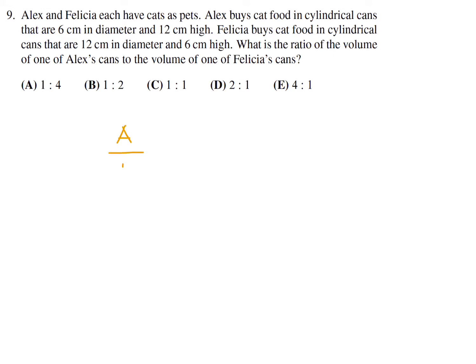All right, so A over F is going to be pi r squared h over pi r squared h, right? That's the volume formula for a cylinder. Okay, for Alex, the pi's cancel, so I don't have to worry about those. Let's just concentrate on the r squared h part. For Alex, it's 6 centimeters in diameter, so that means the radius is 3, and the height is 12. And then for Felicia, it's 12 centimeters in diameter, so that means the radius is 6 and the height is 6.